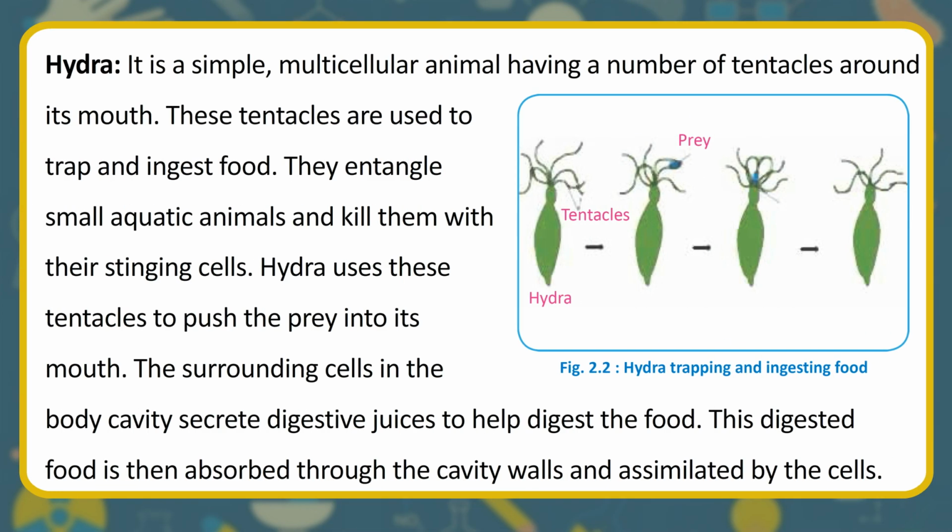Hydra, it is a simple, multicellular animal having a number of tentacles around its mouth. These tentacles are used to trap and ingest food. They entangle small aquatic animals and kill them with their stinging cells. Hydra uses these tentacles to push the prey into its mouth. The surrounding cells in the body cavity secrete digestive juices to help digest the food. This digested food is then absorbed through the cavity walls and assimilated by the cells.